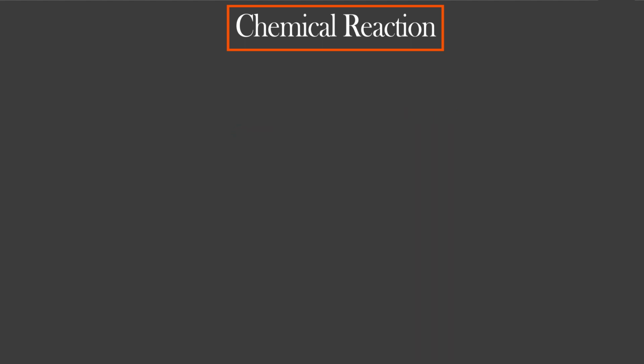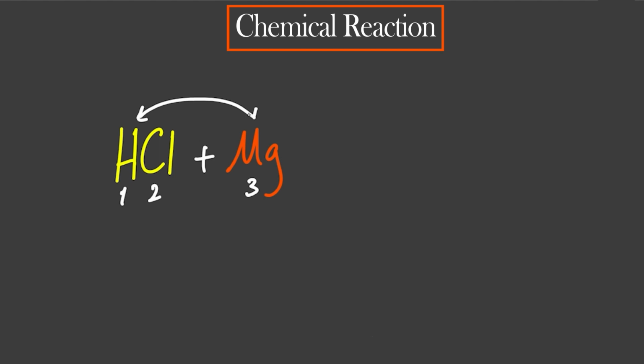Let's give another example. Now let's say we have HCl, hydrochloric acid, and magnesium. Now we have three different types of atoms, right? The hydrogen, the chlorine, and the magnesium. By rearranging these atoms, we can form new chemicals or new substances. If we change the place of the magnesium and the hydrogen, we'll get magnesium chloride and hydrogen. Now we have a different product.